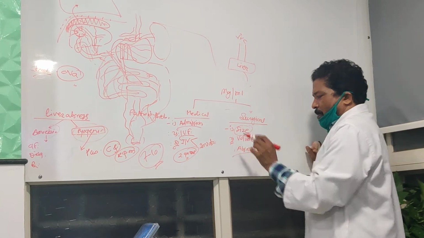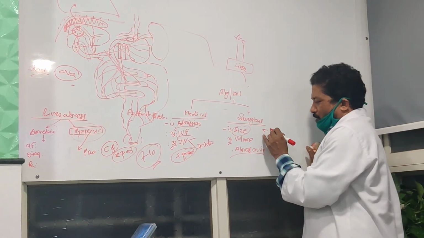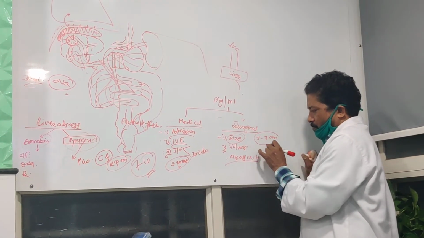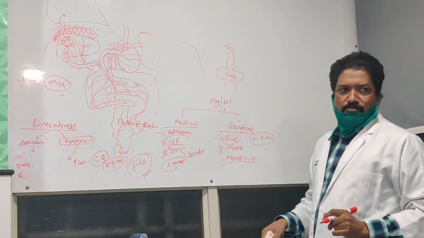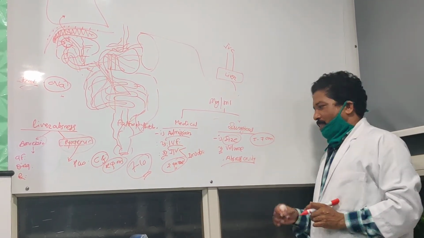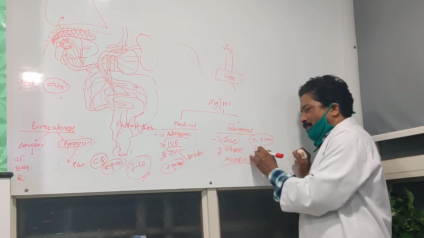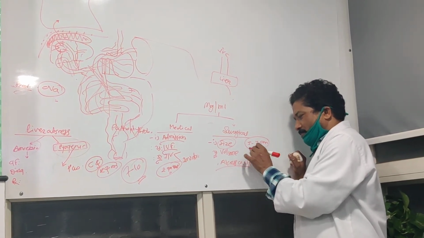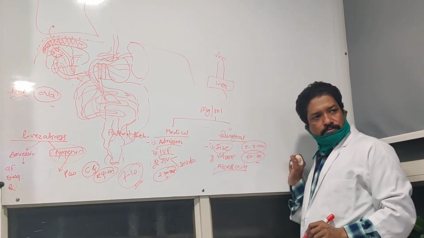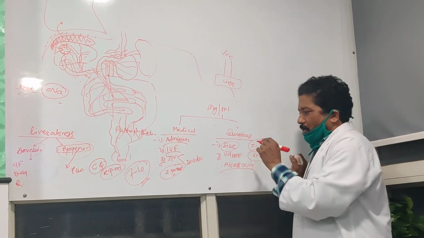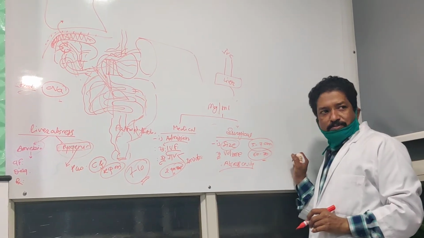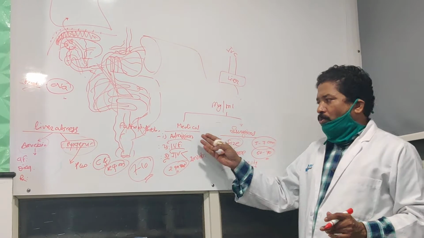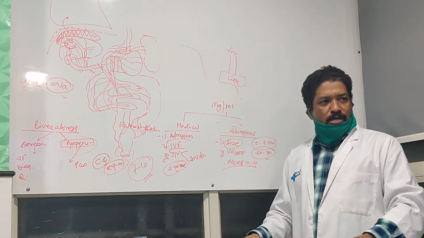If the size of the abscess cavity is more than 5 to 7 centimeters, then medical management will fail. If the volume is more than 60-70 cc, then surgical management is a must. Otherwise, if you give antibiotics, they will only suppress it.